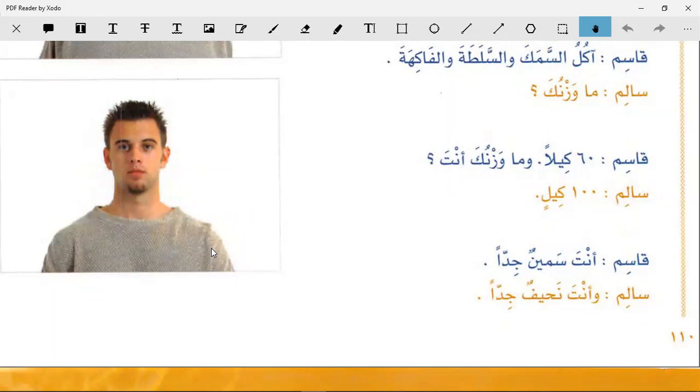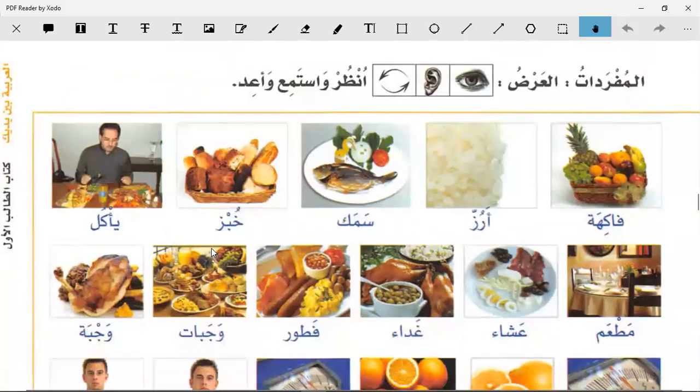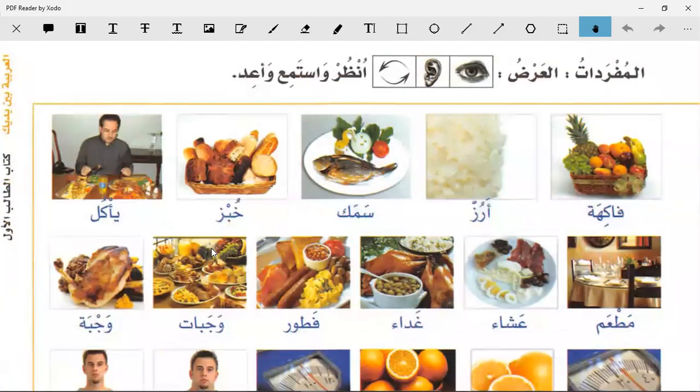I think no question. Okay, no question, so we'll proceed. Al Mufradat, vocabulary. Who wants to read the vocabulary?